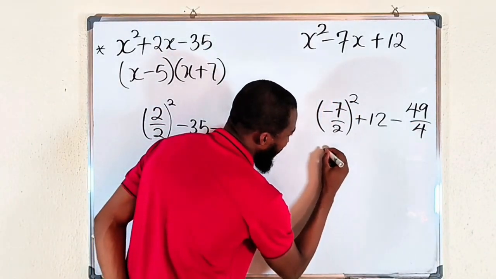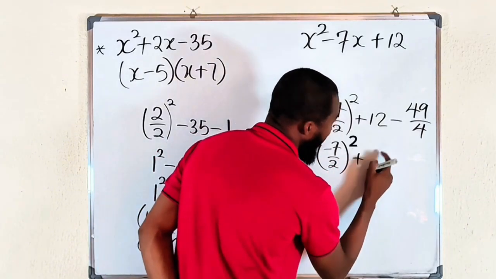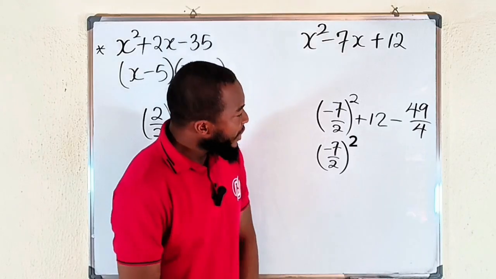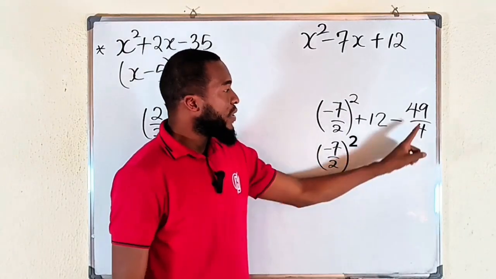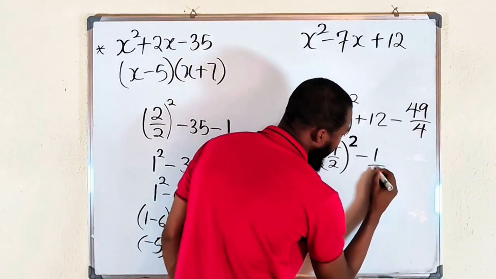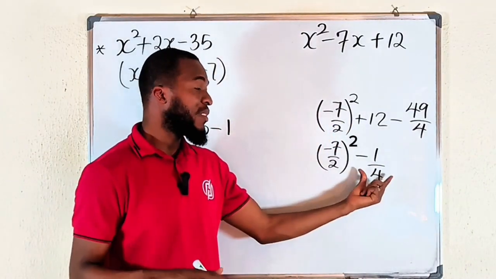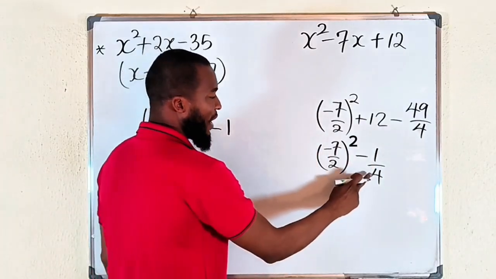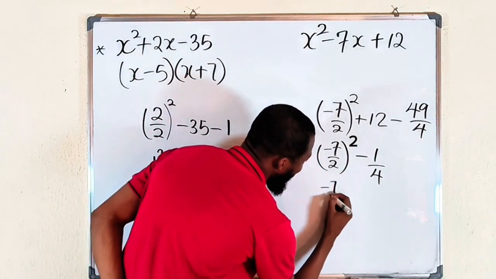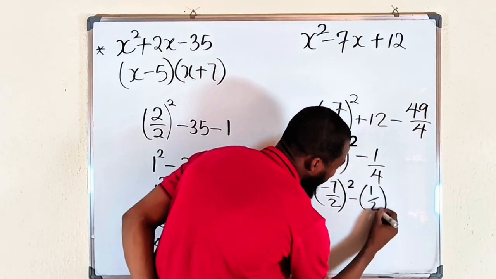We're going to leave this one as negative 7 divided by 2 whole squared, but we are going to simplify this. 4 times 12 will give us 48, and 48 minus 49 is negative 1. Divide by that number, 4. This can always be written in squared form. This is always a perfect square. And this is the same thing as 1 divided by 2 whole squared, right? So this is negative 7 divided by 2 minus 1 divided by 2 squared.